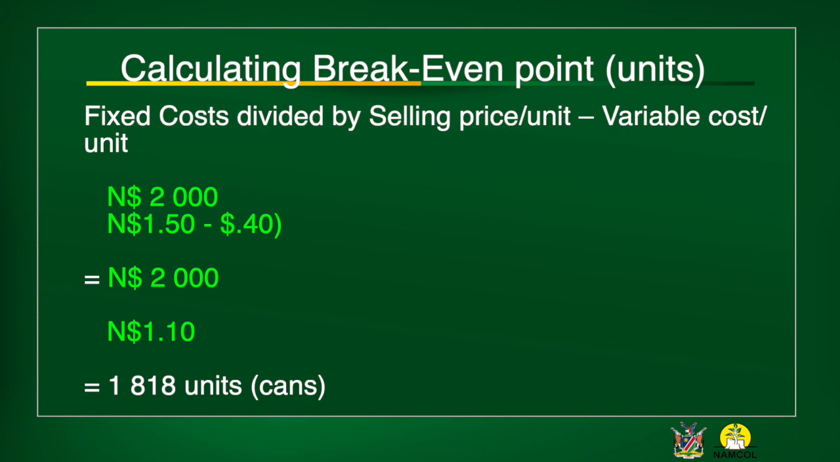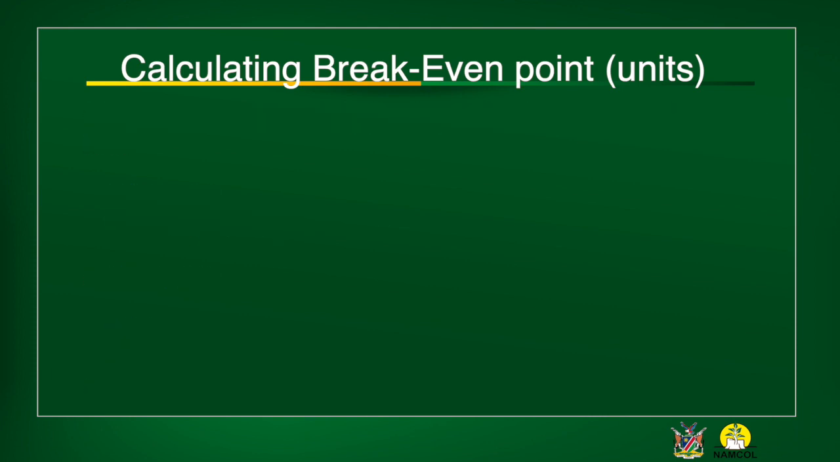1,818 units. ABC Enterprise has to produce and sell 1,818 cans in order to reach a break-even point. If they sell exactly 1,818 products, they will make neither a profit nor a loss. The revenue will be equal to their cost.